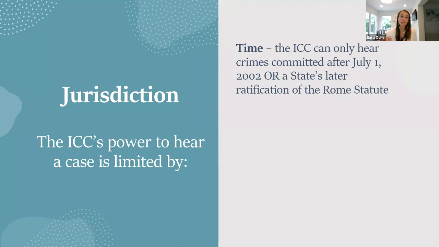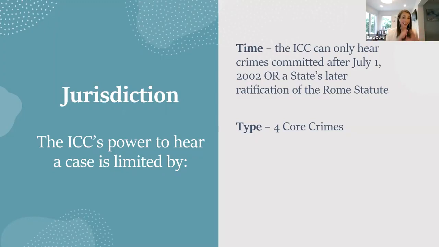If a state joined the Rome Statute after July 2002, say it was on the fence about joining and didn't get around to ratifying the Rome Statute until 2005, and the ICC opens a situation in that country, the court will only be able to hear cases involving crimes that were committed after that state joined the Rome Statute. So crimes committed after 2005 in that case. So time is the first limitation. The second jurisdictional limit is the type of crime that can be heard by the ICC. Again, these are our 4 core crimes.